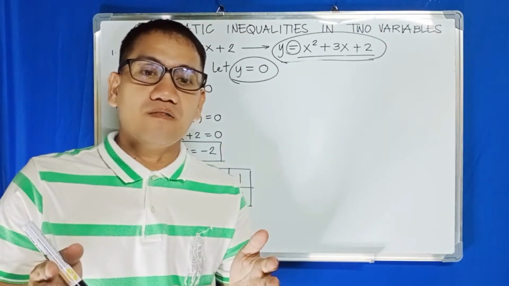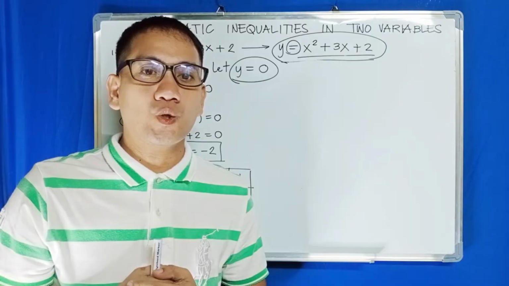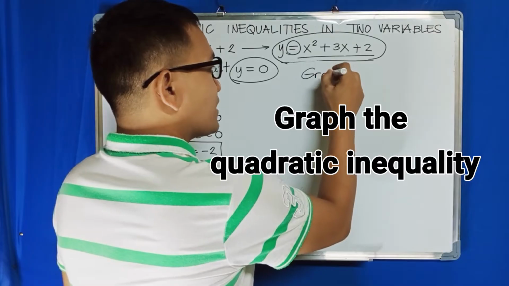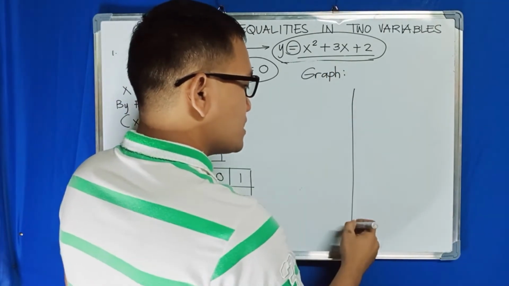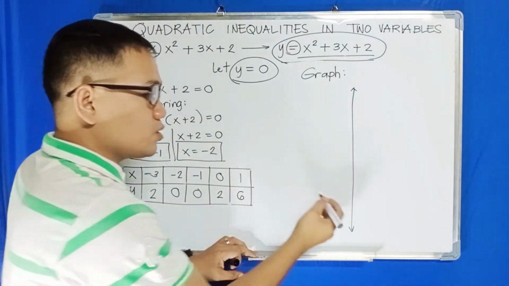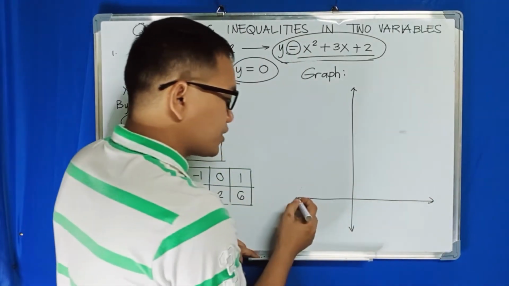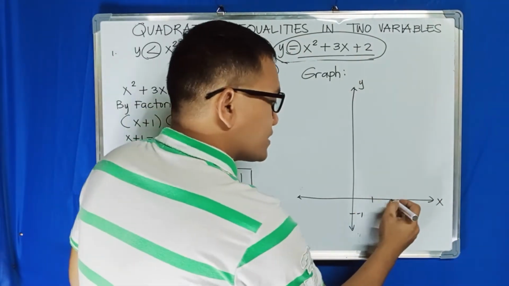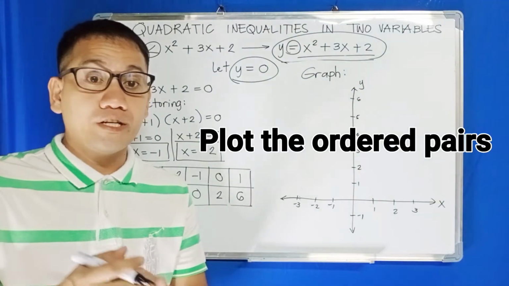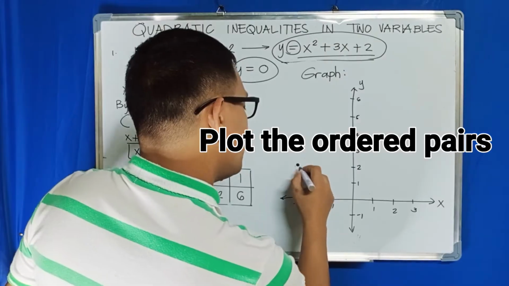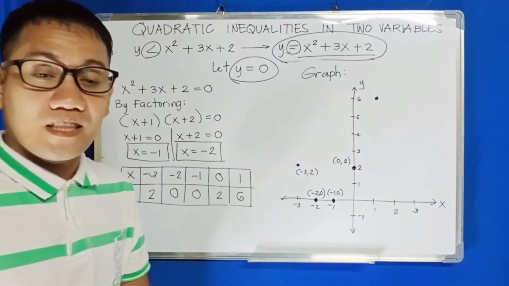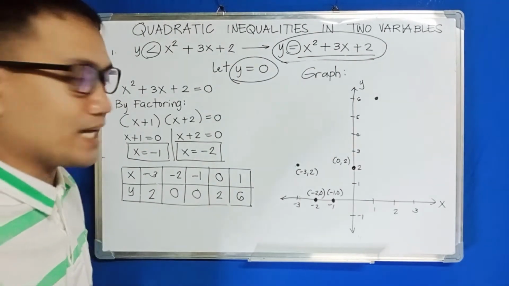So after we complete the table of values for our x and y, the next thing that we will do is to graph our quadratic inequality. So here, utilizing the table of x and y, let's try to graph. First, let's draw a Cartesian coordinate plane, and if we see the value of our y is positive, we will have to adjust our Cartesian coordinate plane. So we will plot our ordered pairs to create the graph of our quadratic inequality. And of course, let's connect the following points as we create the graph of our quadratic inequality.